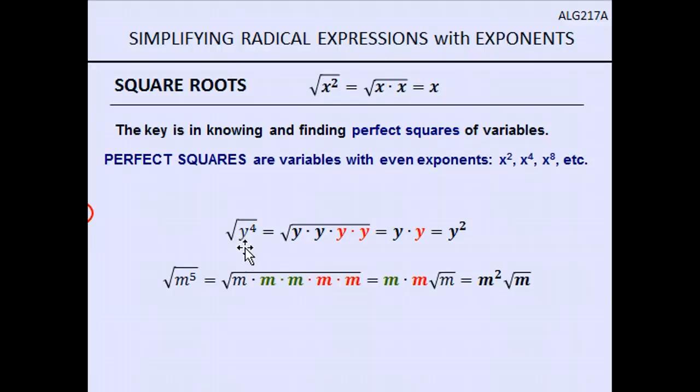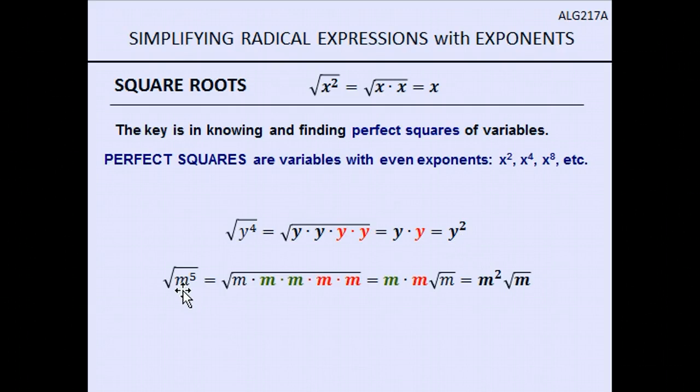So if we look at this one, for example, we have y to the fourth. It is an even exponent. So that means we are going to have 4 y's. And remember, we're looking for pairs. So here we have a pair of y's, and here we have a pair of y's. With this one, we can take one y out from under the radical, and here we can take another y out from under the radical. We have 2 y's then, which means we end up with y times y, which is y squared. So the square root of y to the fourth is y squared.